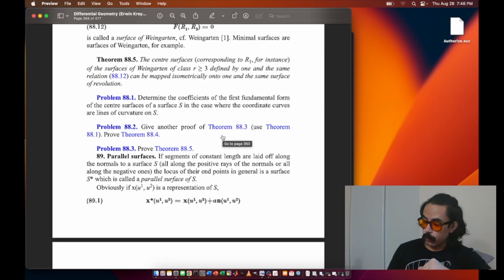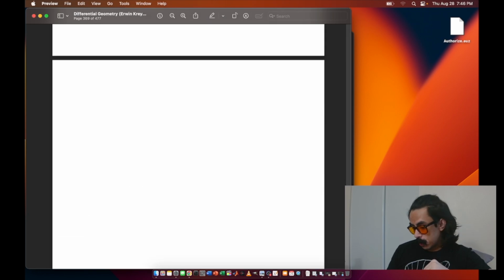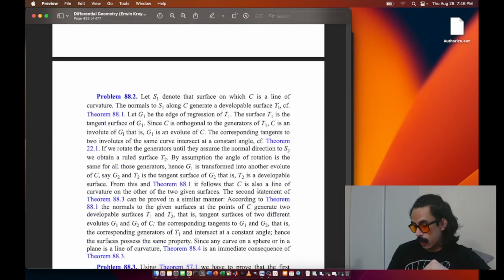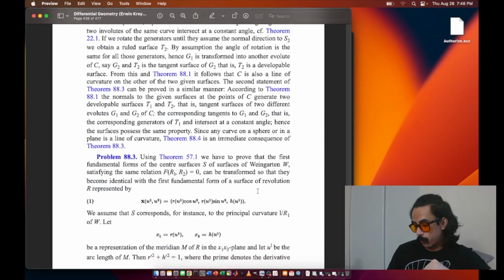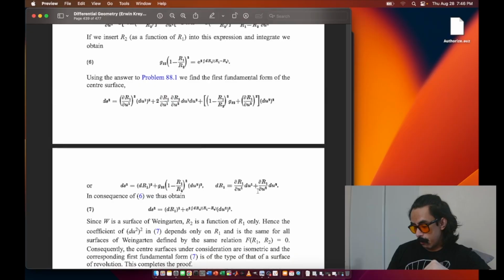Problem 88.2. Give another proof of theorem 88.3 using theorem 88.1 and then prove theorem 88.4. And I'm just going to do these both at the same time because then the follow-up to that is problem 88.3, prove theorem 88.5. So let's just get right into it. Let's just get right into these alternative proofs here, looking at the proofs in a different way from when we did in the main body of the section.